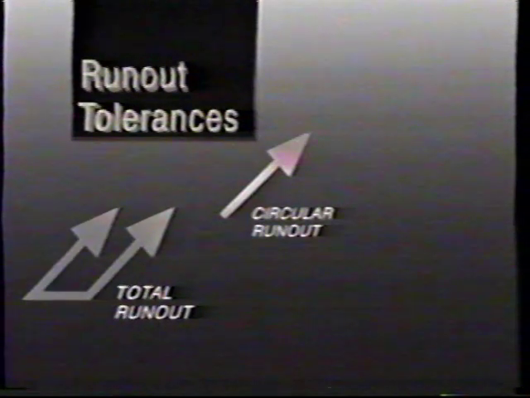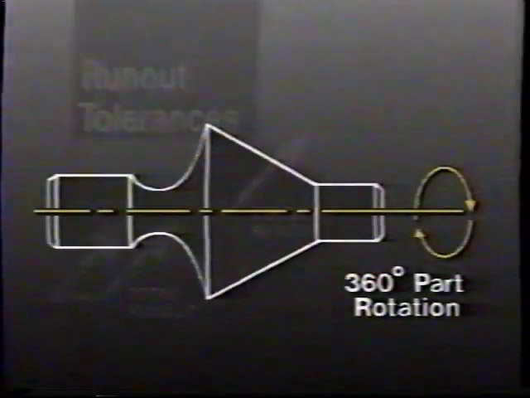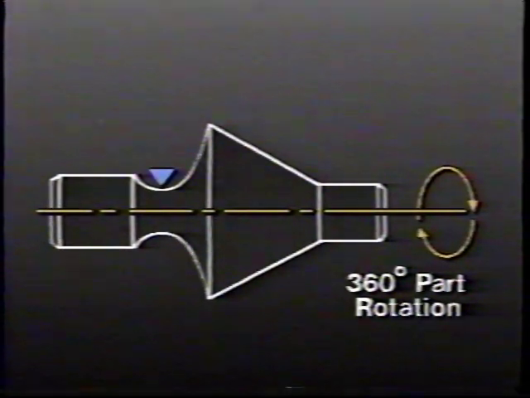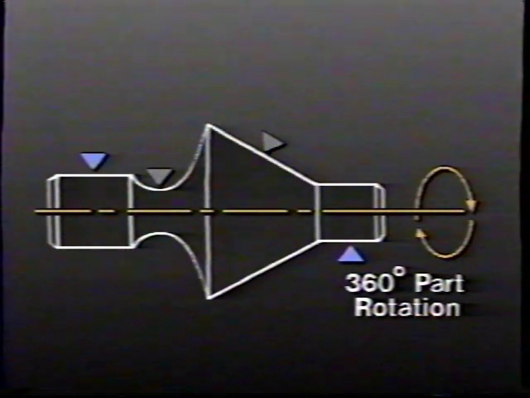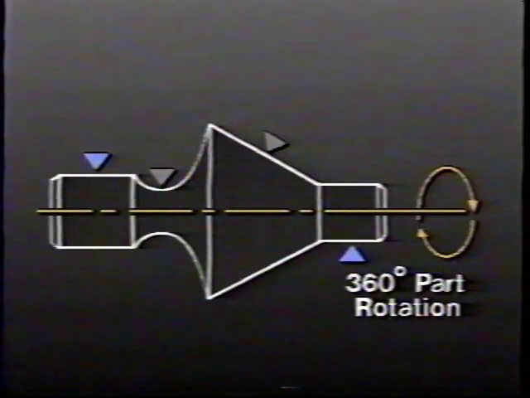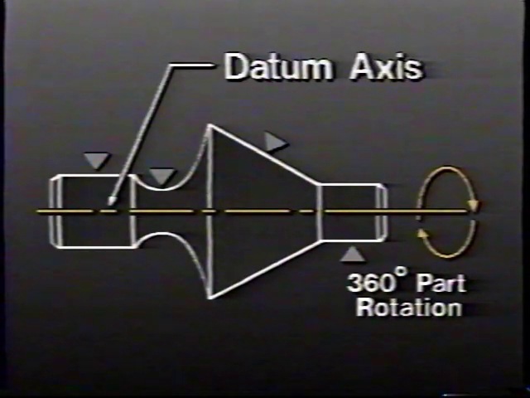The fourth category of geometric characteristics is runout. There are 2 types of runout: circular and total. A runout tolerance states how much a circular, conical, or cylindrical surface may vary from perfect form as it rotates 360 degrees around a datum axis.